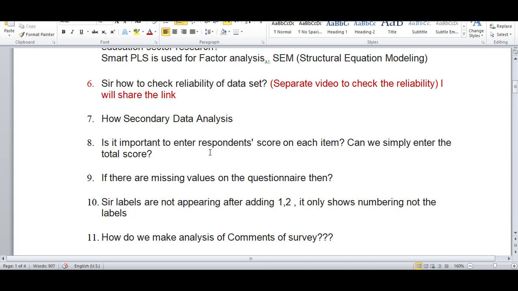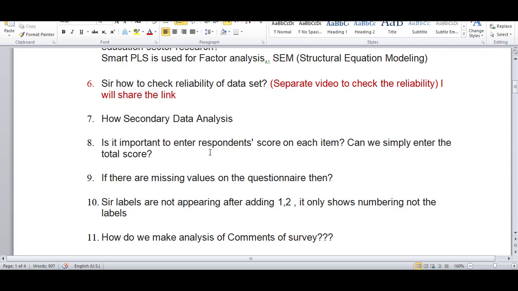So you can enter the total score and you can run the analysis of average score, but I would recommend you always input all data, because maybe in future you need to collect more data, or maybe someone wants to validate this data. So you must have a complete data set in raw form, like each item score. So yes, it is important to enter the response score on each item rather than just simply a total score.